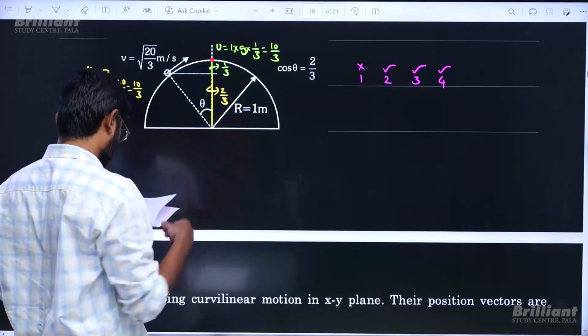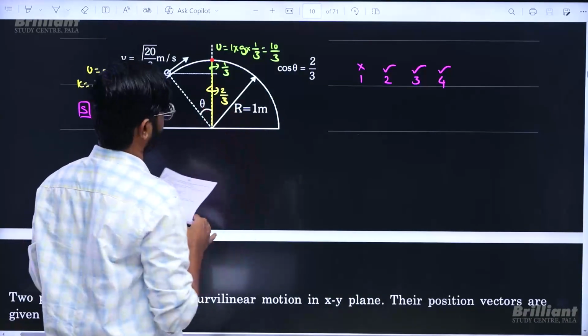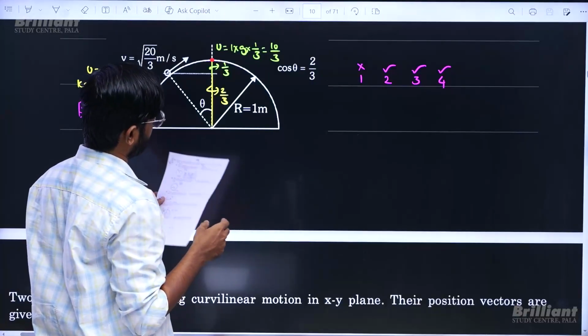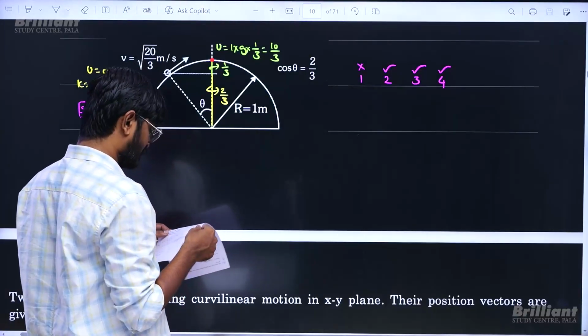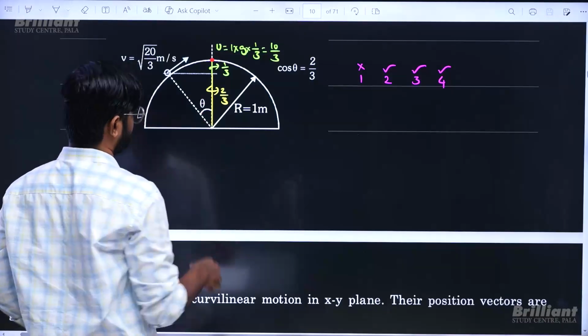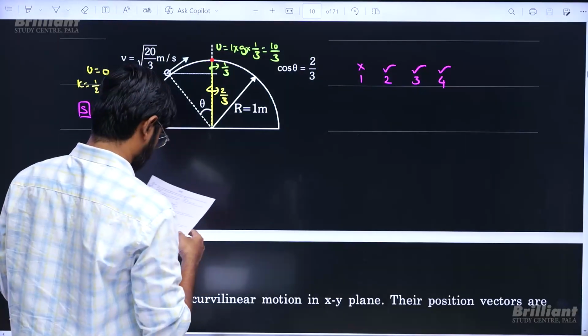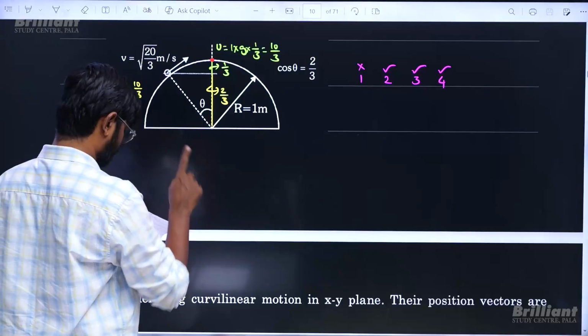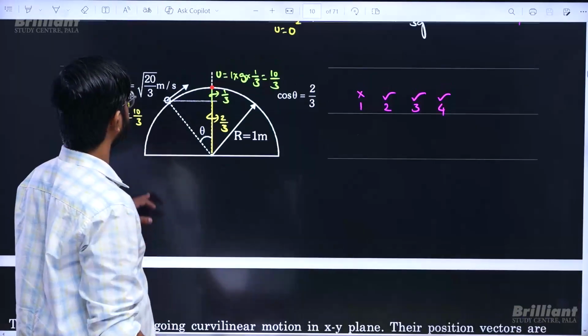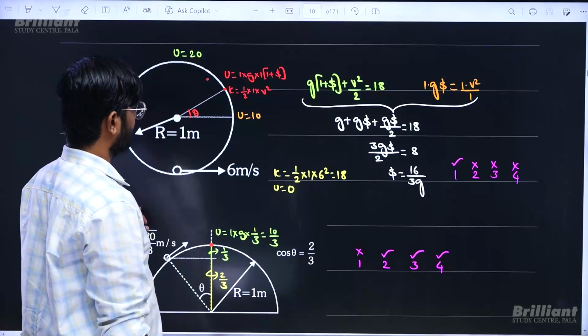Velocity is 0 at the topmost point. Acceleration is 0 at the topmost point? Yes, there is no centripetal, there is no tangential. Normal force is radially outwards. Yes. Velocity is 0, acceleration is 0, normal is outwards. Now, going to this one.